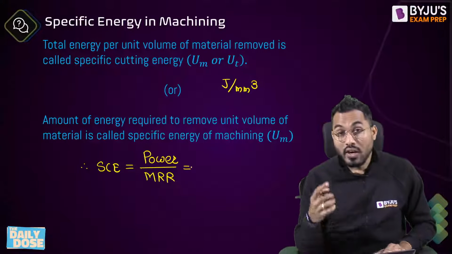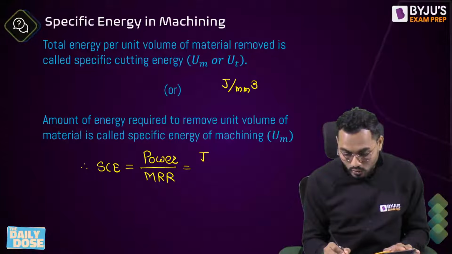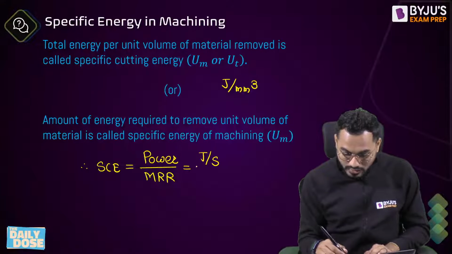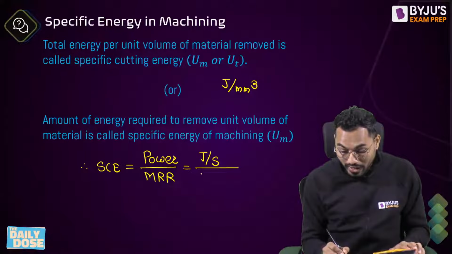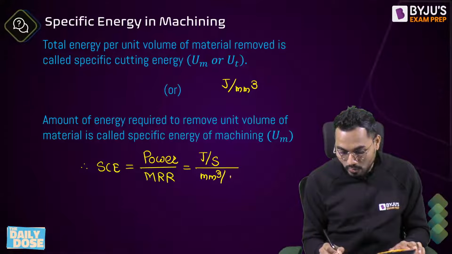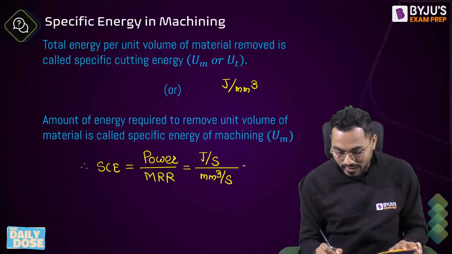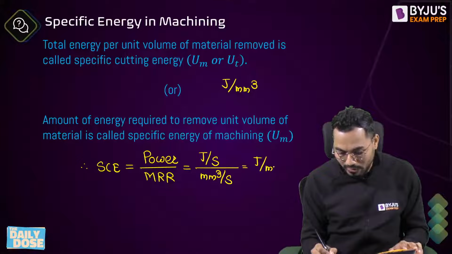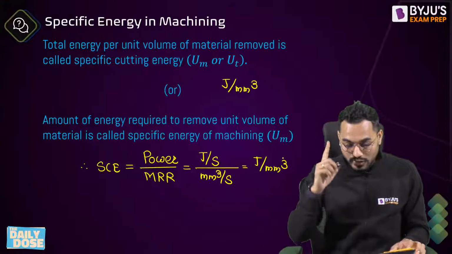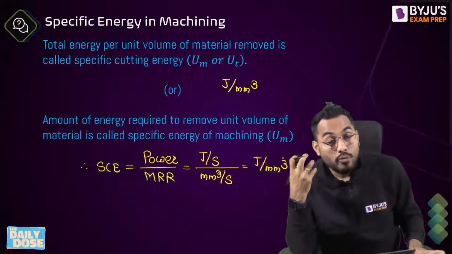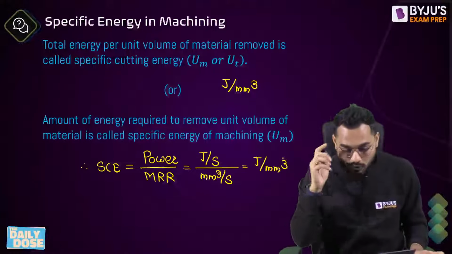Power is the rate of consumption of energy, that is joule per second. Then the material removal rate is in mm cube per second. So the second will get cancelled. Can I say the unit is coming joule per mm cube? Joule per mm cube. So this is the specific cutting energy, the amount of energy required to remove unit volume of material.